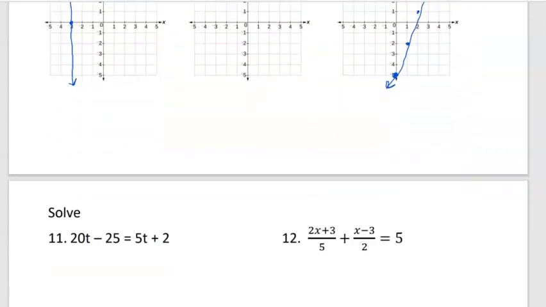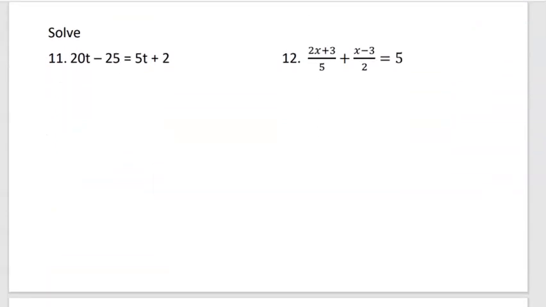On the next set of problems, we're asked to solve. Number 11 says 20t minus 25 equals 5t plus 2. I'm going to move the 5t to the other side. It was positive, so when I go to move it, I'm going to make it negative, or subtracting it. These 5t's cancel. I bring down 15t minus 25 equals 2. I'm going to add the 25 since it was negative, or subtracting, originally.